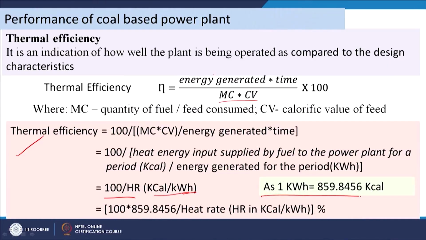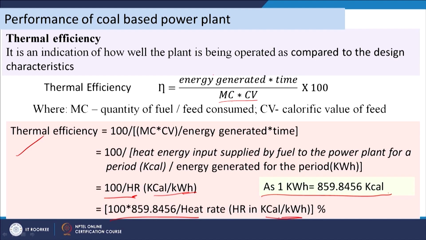So, we know that 1 kilowatt hour is equal to 859.8456 kilocalorie. So, we can put this value here, and this is the relationship for the determination of thermal efficiency in percentage. So, we will put the value HR in kilocalorie per kilowatt hour, and you put this in the numerator and the denominator heat rate in kilocalorie per kilowatt hour, then we will get the thermal efficiency in percentage.